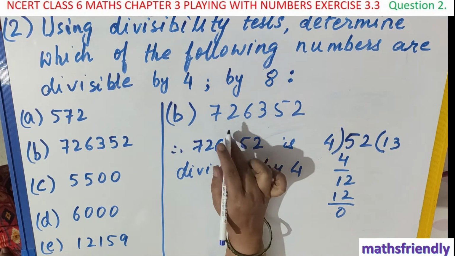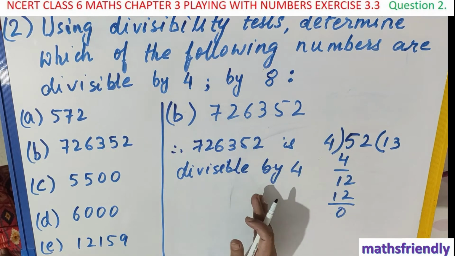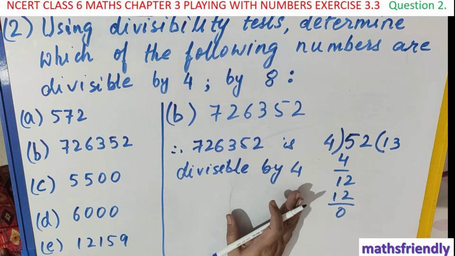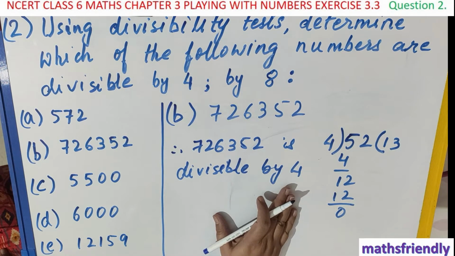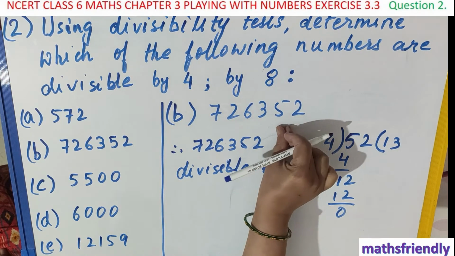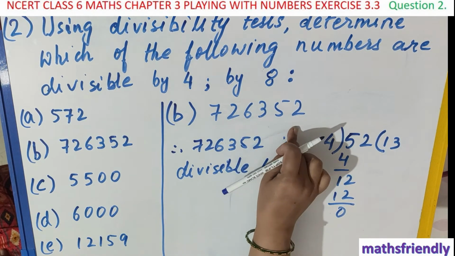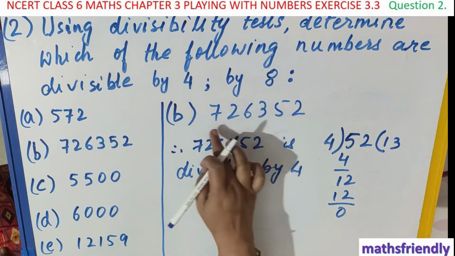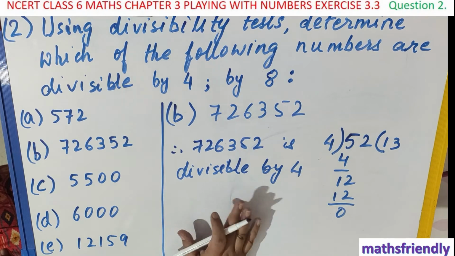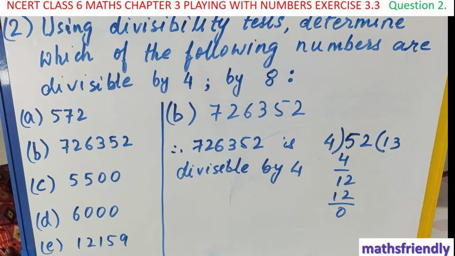See, if we divide the whole number by 4, it will take more time. Then we can say whether that number is divisible by 4 or not. But by using the divisibility rule, the divisibility test, we can divide only the number formed by the last two digits, and then we can say whether the whole given number is divisible by 4 or not. So we make use of this divisibility test.